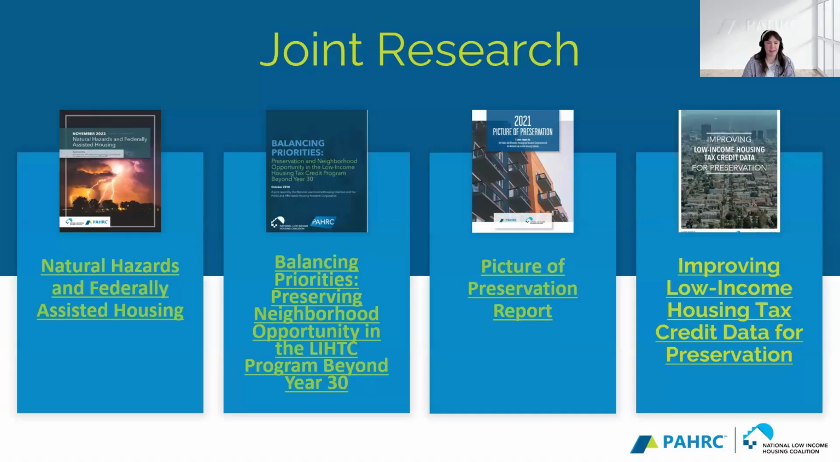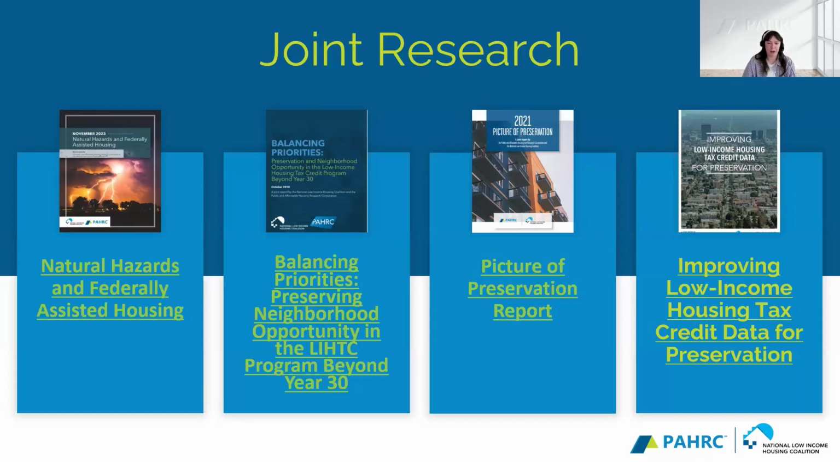So beyond the database itself, PAHRC and the National Low-Income Housing Coalition also collaborate on joint research. Our research ranges on topics from natural hazards and federally assisted housing to the Picture of Preservation report, which catalogs information about the affordable housing stock. As an overview and example, in 2023, we released the Natural Hazards and Federally Assisted Housing Report, which investigates the impact natural hazards have on assisted rental homes across the country. And then beyond disaster, the Balancing Priorities report explores the challenges of preserving low-income housing tax credit units.